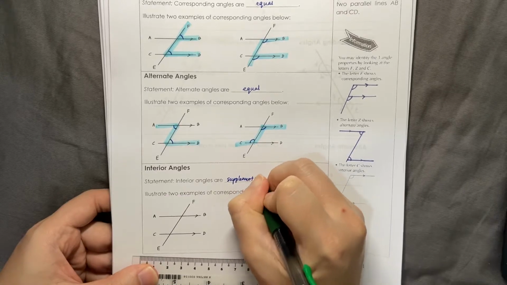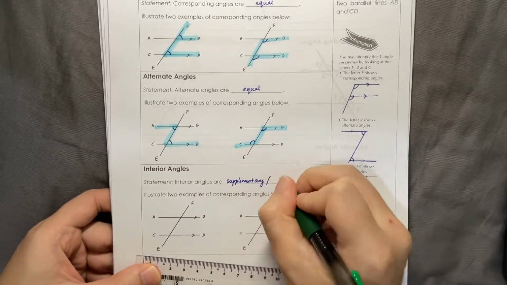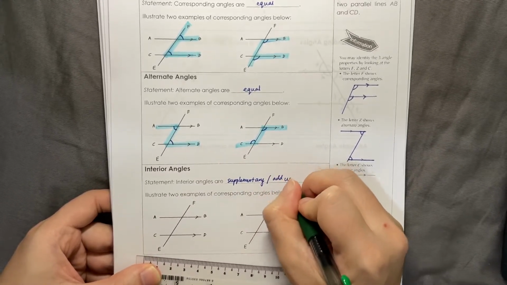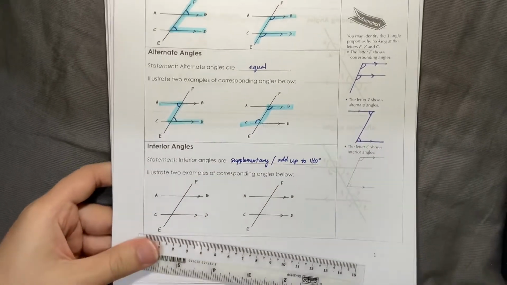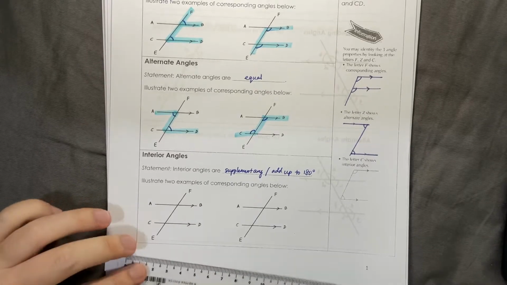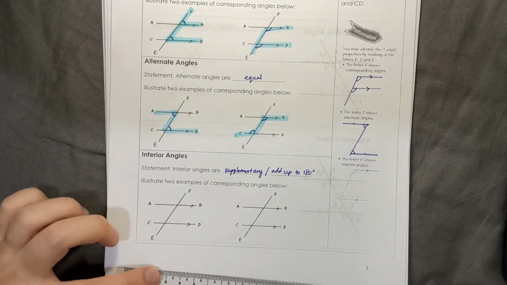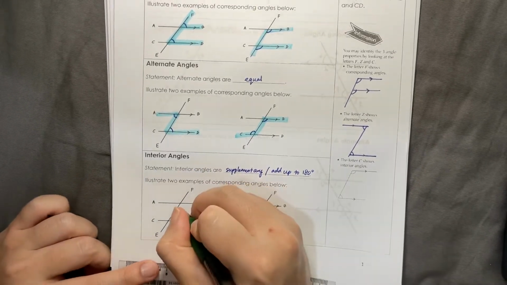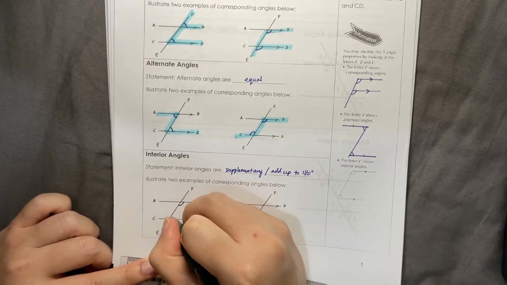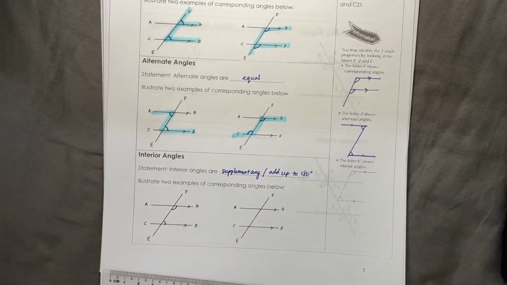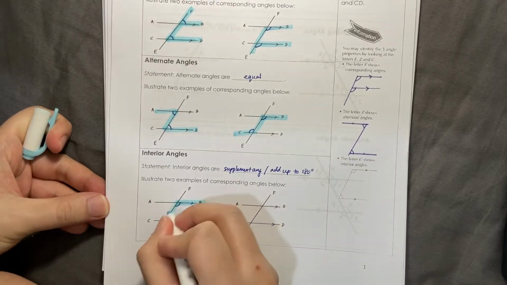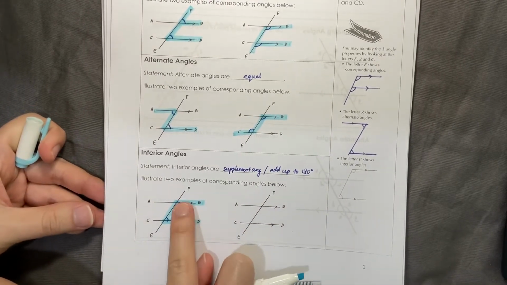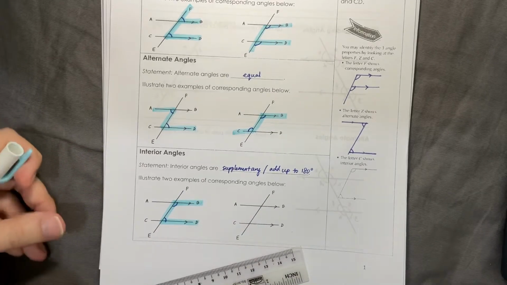Okay, supplementary, or they add up to 180 degrees. This is the better word. So where are our interior angles? Let's say if I have something over here, the interior angle is actually over here. This will form a C, like 1, 2, 3. So these two angles inside are what we call the interior angles.